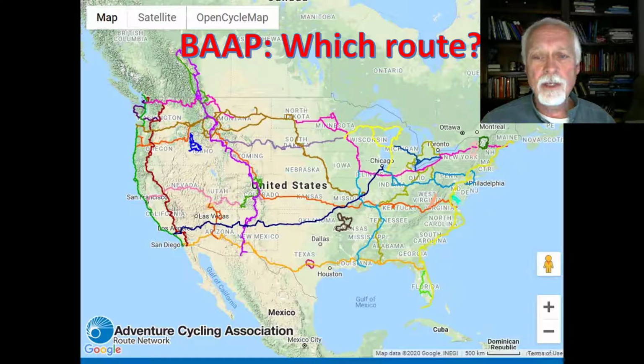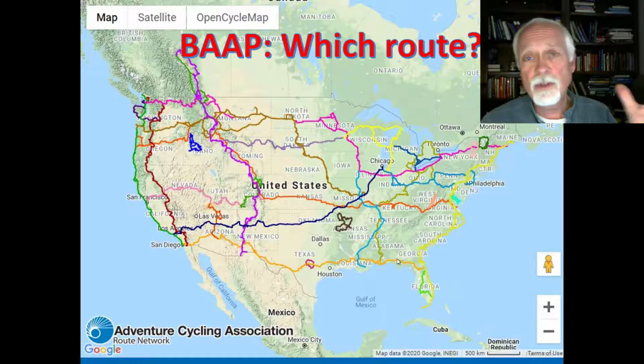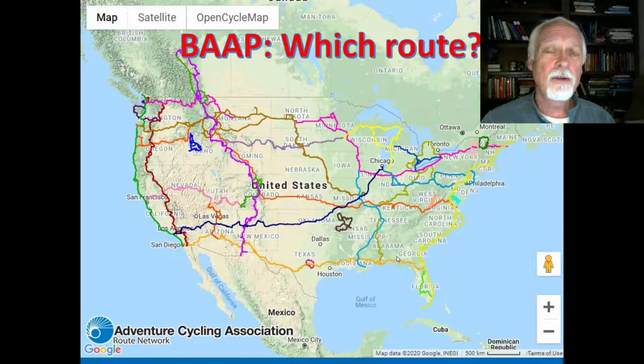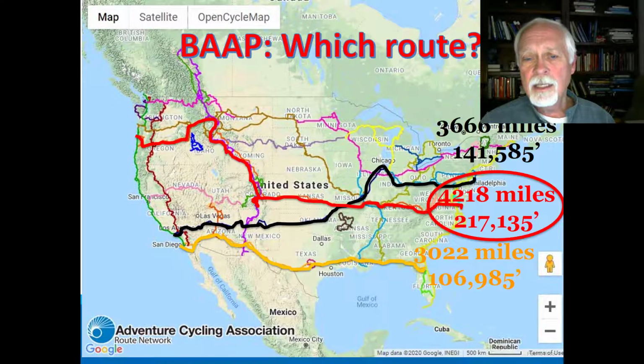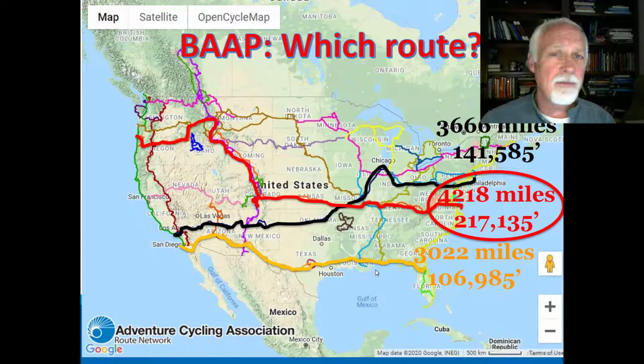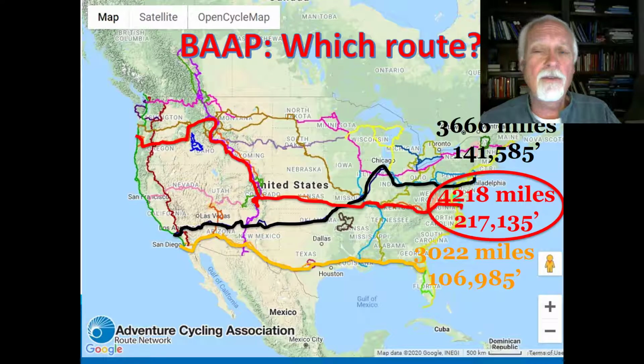There are quite a few routes across America, published routes, and of course there's a practically infinite number of customized routes that you could take. So pretty quickly I narrowed it down to several routes. The southern route is by far the shortest, 3,022 miles. If I'm breaking this trip up into 1,000-mile legs, then you've got 3 segments versus 4 segments. If I'm doing 1 segment per year, that cuts a year off of the trip. Pretty big deal. It's also the flattest.